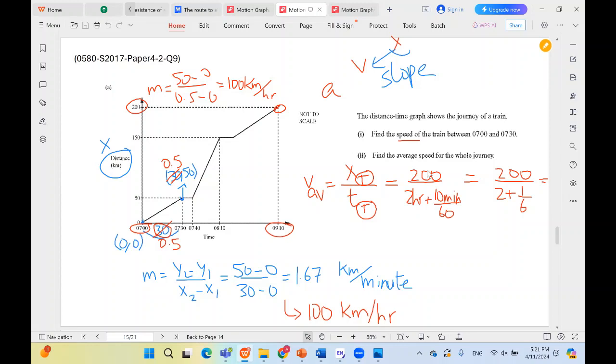And we get a long decimal, or we get 13 over 6 as a fraction. So 200 divided by 13 over 6. This is the same as 200 times 6 over 13. Keep, change, flip. And we can just find this as a final answer. 200 times 6 divided by 13 is 1,200 over 13, which is roughly 92 kilometers per hour.